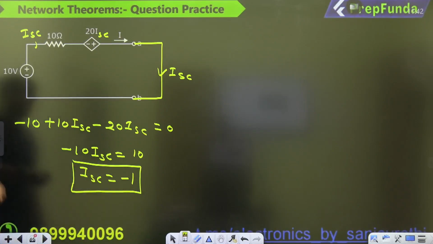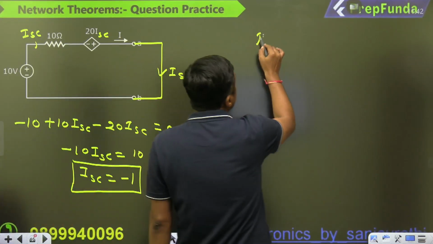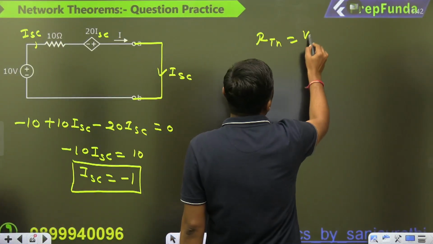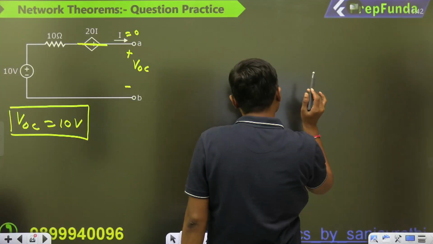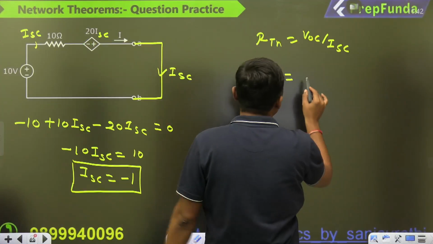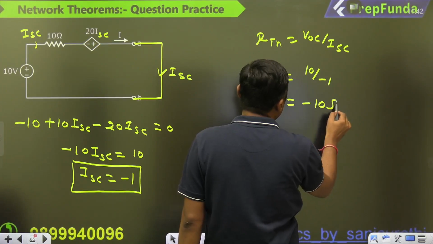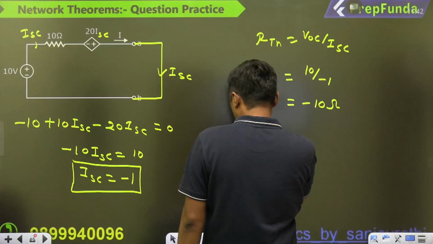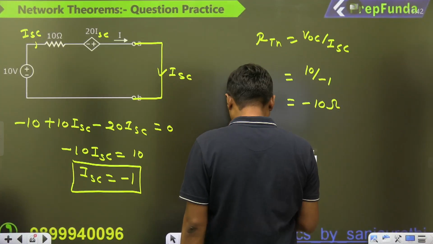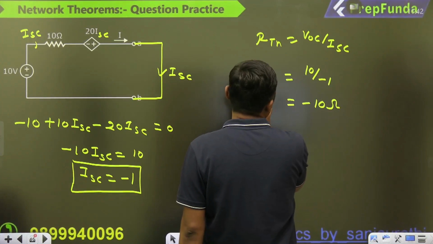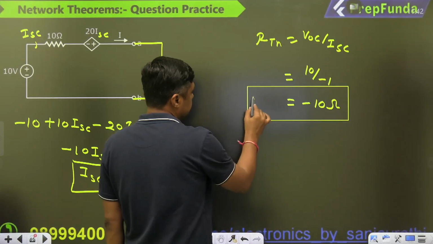Minus 1. Now what is the Thevenin's resistance? Negative here. VOC upon ISC. So what is the VOC? 10 volt. What is the ISC? Minus 1 volt. So what is the Thevenin's resistance? Minus 10 ohm. Yes, it is possible to get the negative Thevenin's resistance.